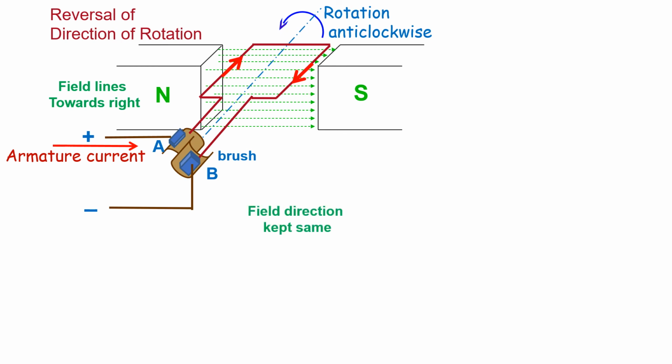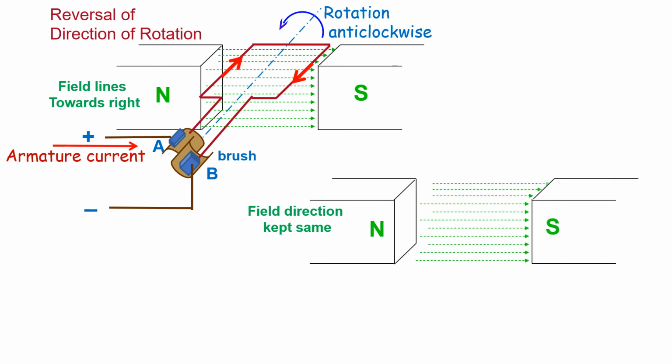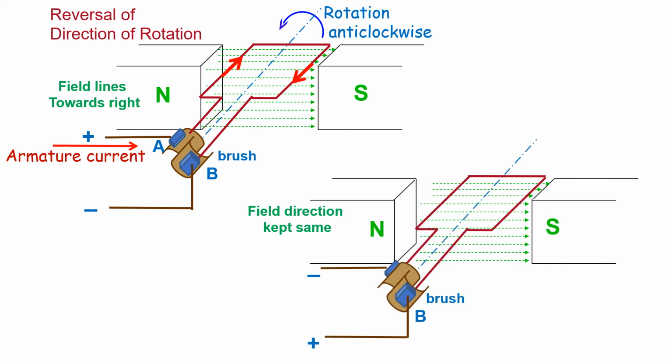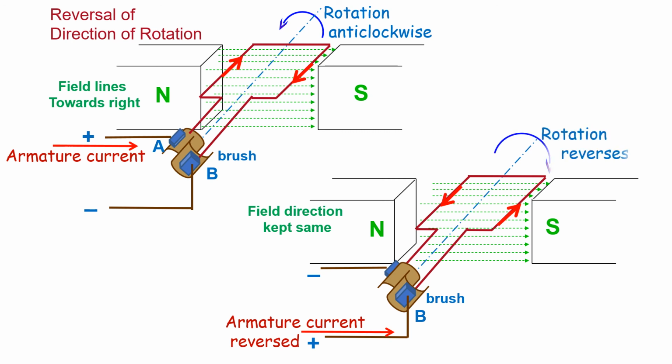Now keep the field direction same towards right. The armature current is reversed. You can see the armature current flowing through brush B. Through brush B, the coil currents are shown by arrows. If you apply the Fleming's left-hand rule, you can find the coil rotation reversed.